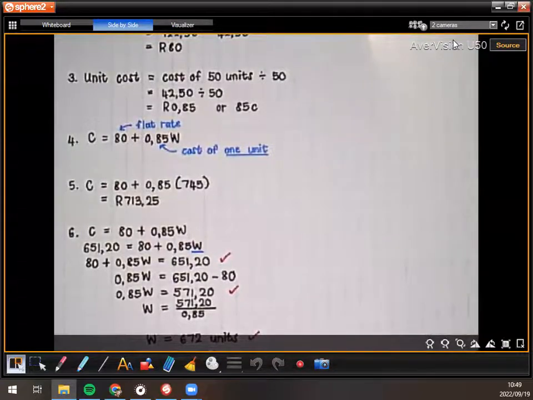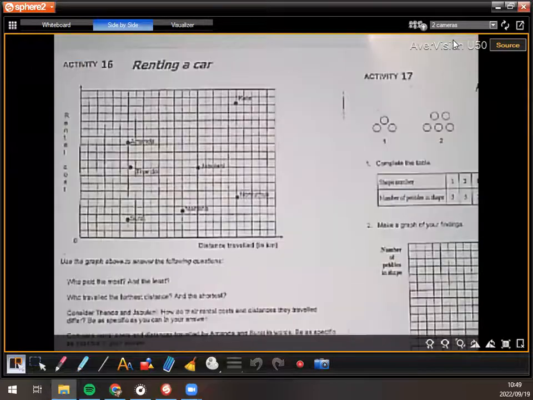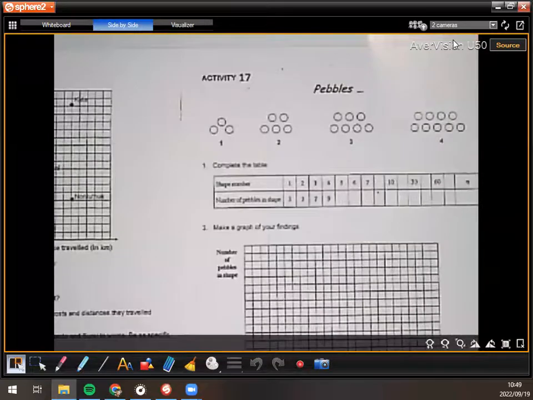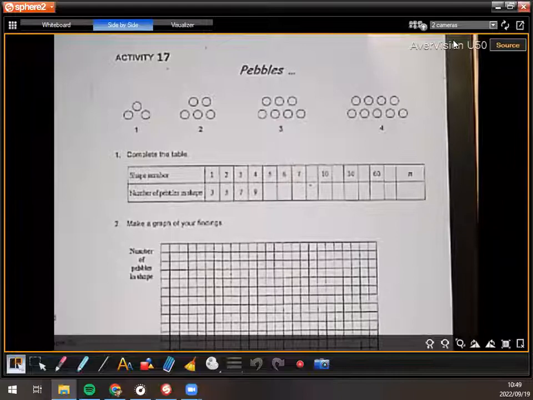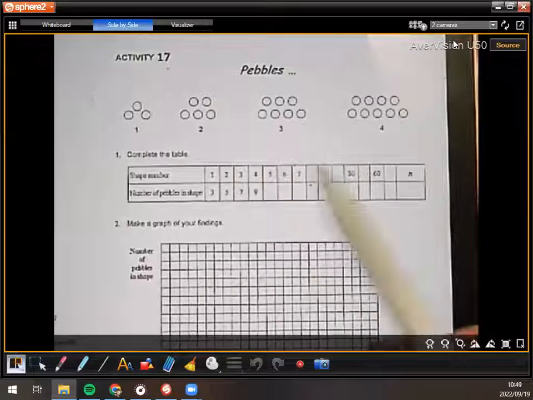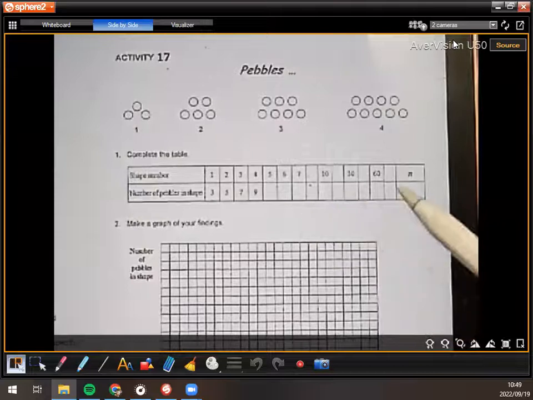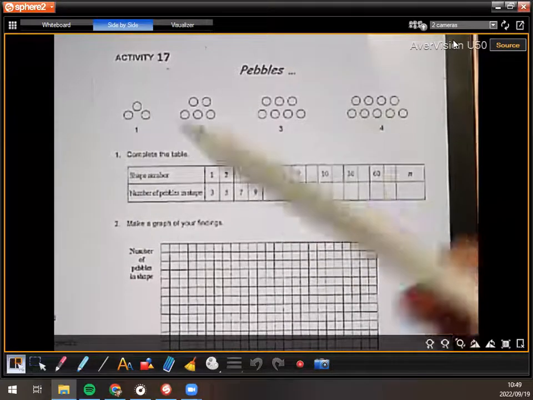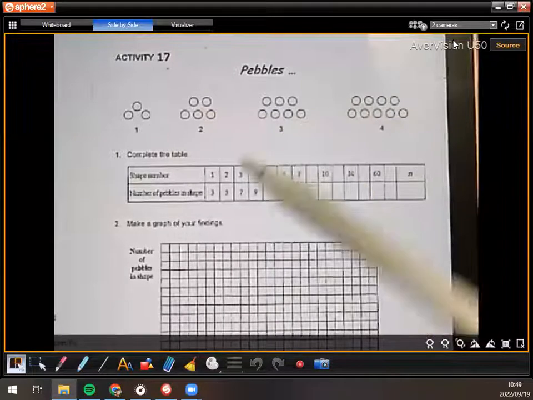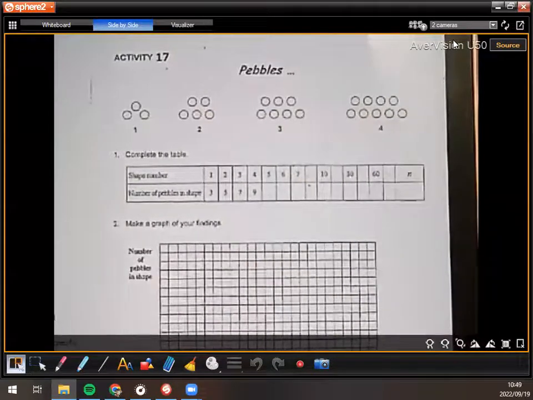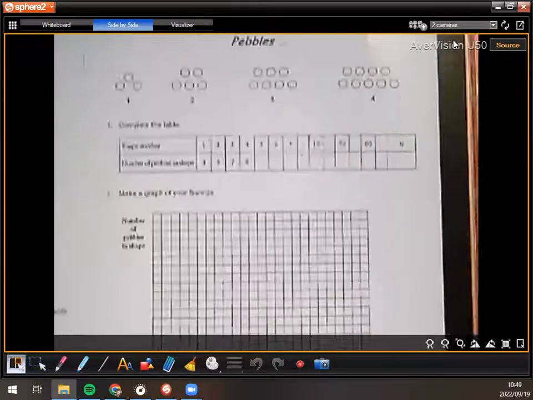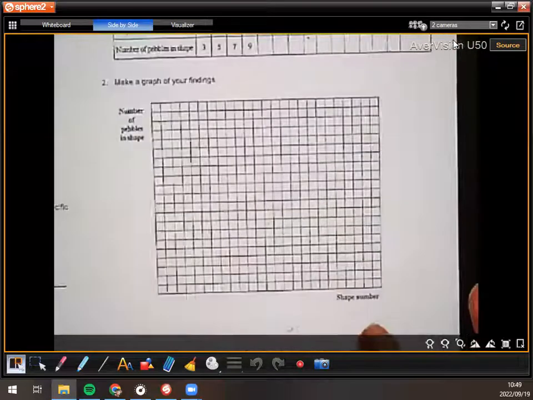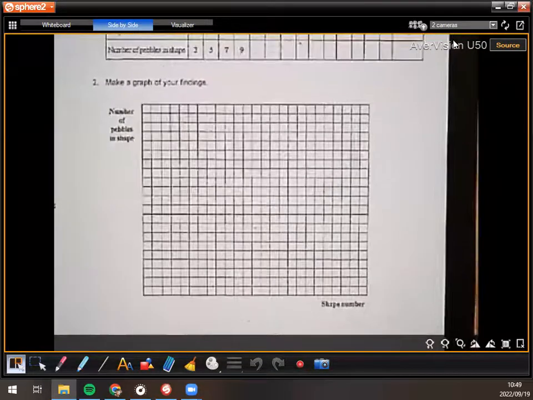Fine. There was just one last one that I wanted us to look at. Activity 17, which is pebbles. It looks like this. So they've given you the shape number and you have to fill in the number of pebbles in the shape. They've also given you the pictures of the different shapes, but then they've written the values in. Okay, so you don't actually have to count pebbles in this one. But the important part here, guys, and what I want you to practice is actually graphing the values, right? Making a graph of your findings.